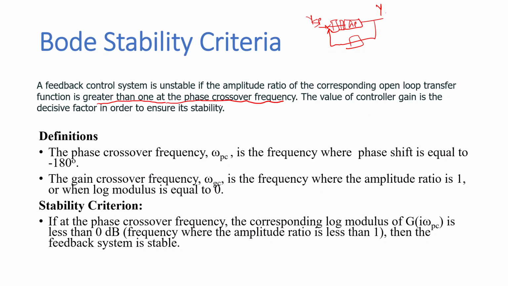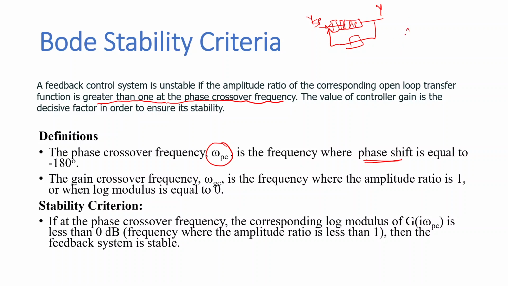How do we define these critical frequencies, the phase crossover frequency and the gain crossover frequency? The phase crossover frequency, denoted by omega pc, is the frequency at which the phase shift is equal to minus 180 degrees. Given the block diagram of the closed loop system, we first write the open loop transfer function, then calculate the phase shift of that system. The phase shift is basically the phase lag of all the blocks present in the block diagram.